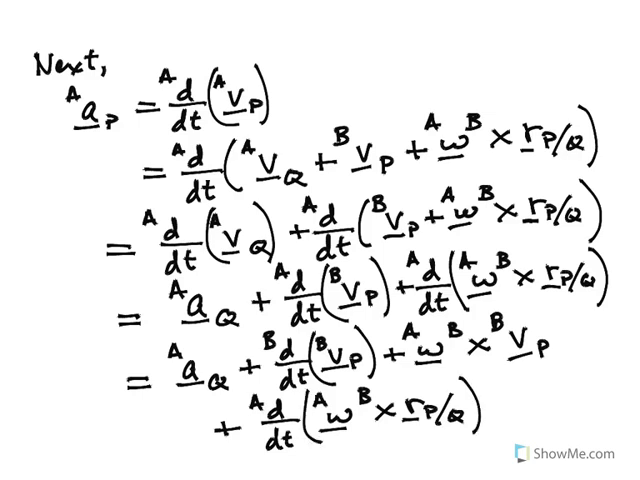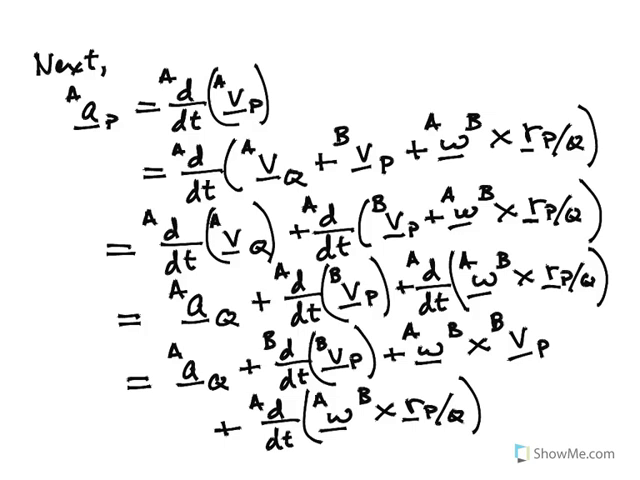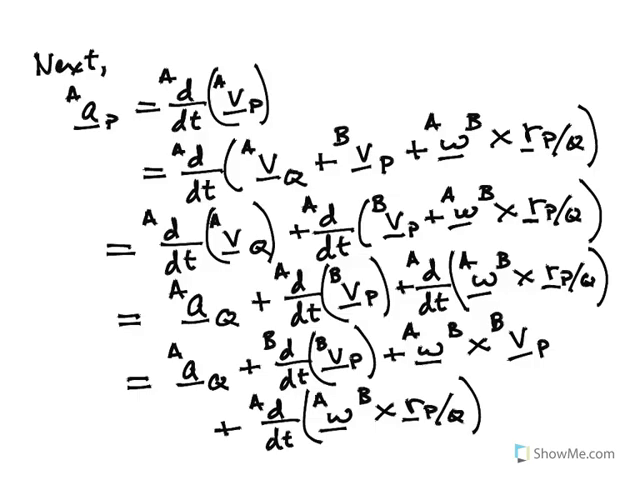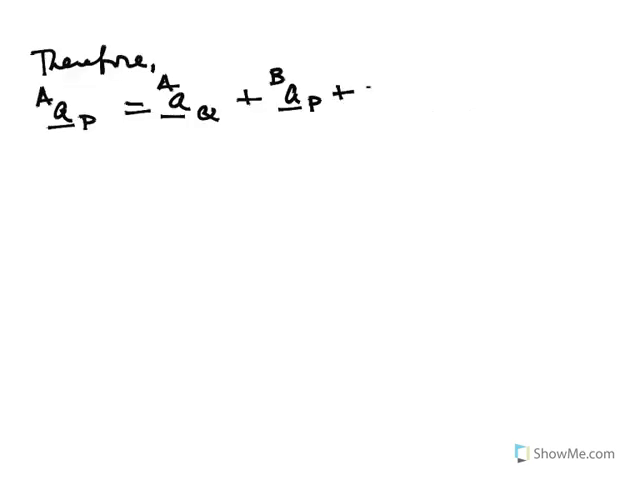Now, we know that results in the acceleration of P in A being equal to the acceleration of Q in A plus, now if we look at the second term, d/dt in B of the velocity of P in B is equal to the acceleration of P in reference frame B. And then I have plus omega BA crossed with the velocity of point P in B.